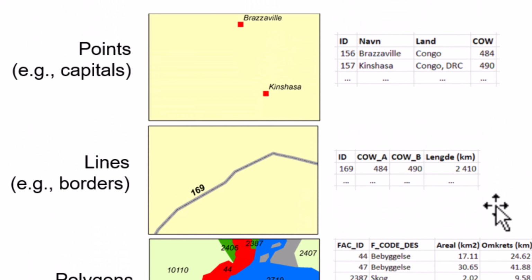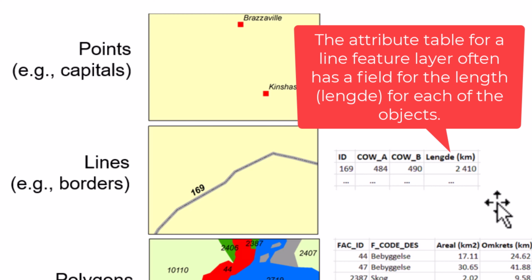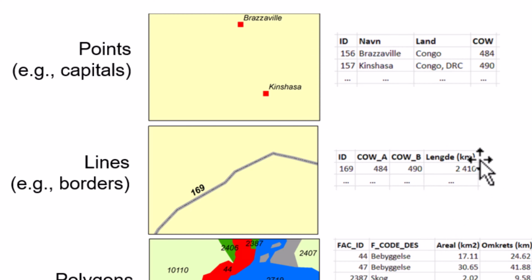We say that the line feature is one-dimensional since it does not occupy any space, but it has a length. The attribute table for a linear feature therefore has a field for the length of the object, such as the length of international boundaries. Points are zero-dimensional, so the attribute table for a point layer has no data about its area or length.